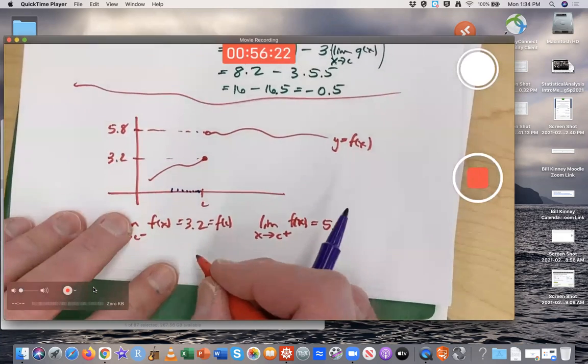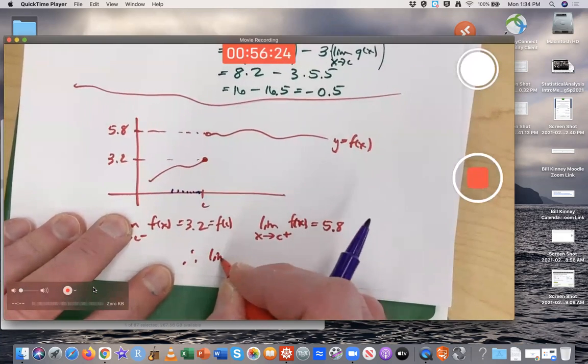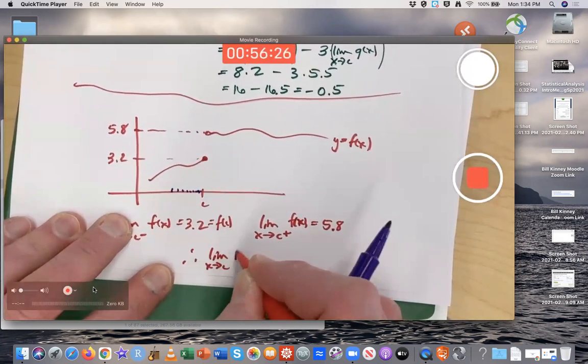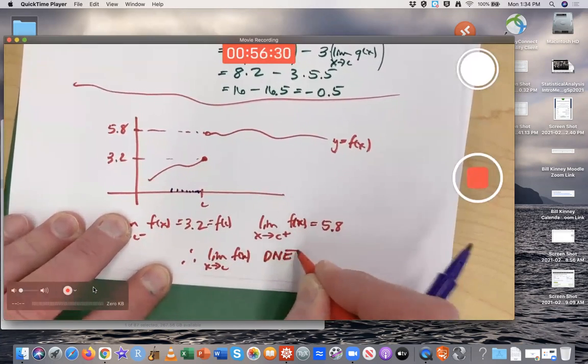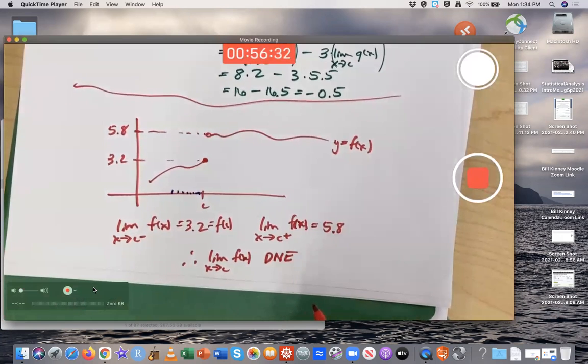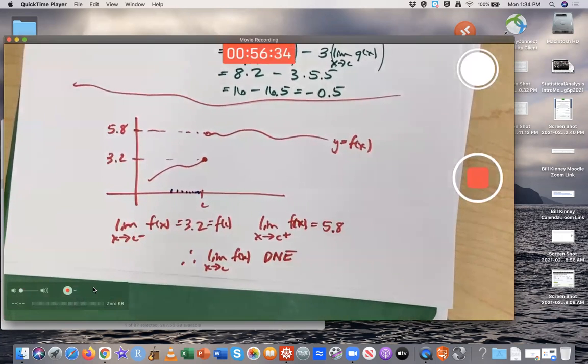Therefore, the overall two-sided limit as x approaches c does not exist. DNE stands for does not exist, because the one-sided limits are different. The one-sided limits from the left and right have to be the same in order for the two-sided limit to exist.